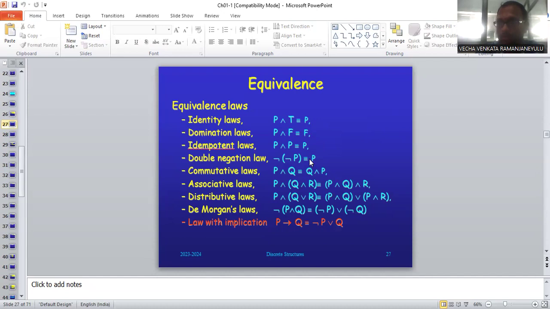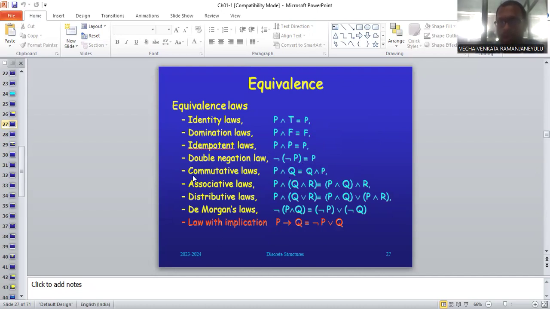Negation of negation P is equivalent to P. Next, commutative law. P and Q equal to Q and P. And in the reverse, P and Q occurs as Q and P. The symbols have no change, just the variables are exchanged only in the commutative law.